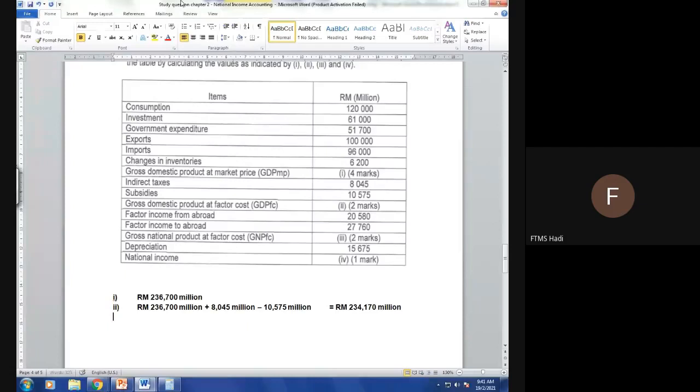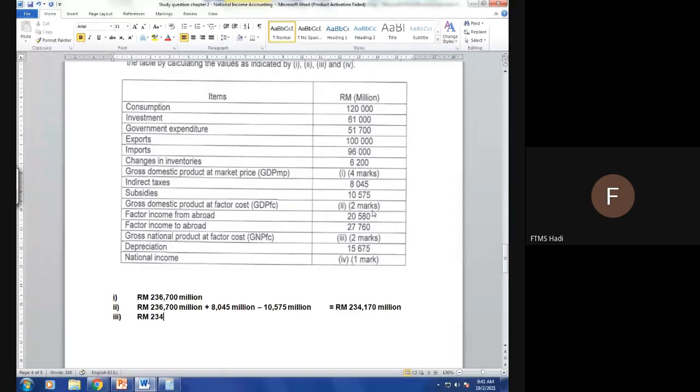Alright, the third answer is to calculate GNPFC. Sometimes it can be, oh okay, that is the problem with this question. They go for indirect taxes and subsidies and then factor income. But somehow it's still add and minus also. But it's okay, no problem. Alright, we just continue whatever that question has. RM234170.